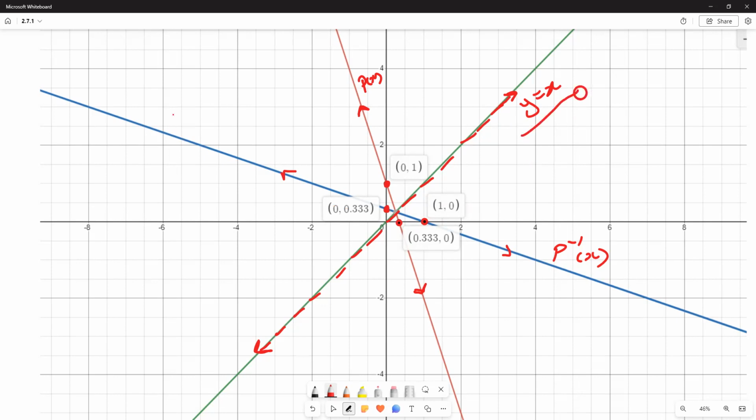And the last thing I need us to discuss here is domain and range. Domain and range for both this p of x and its inverse are going to be the same. Domain is x element of real numbers, range is y element of real numbers. Any straight line will have x element of real numbers as the domain and y element of real numbers as the range. And that's it about this video, ladies and gents.